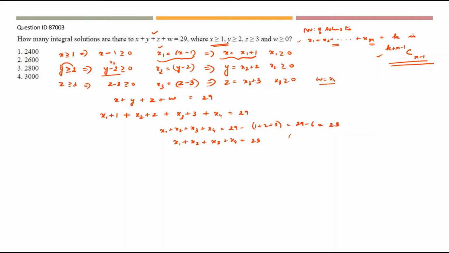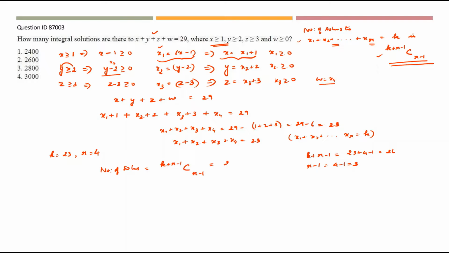This is in the form of x1 plus x2 plus ... xr, which is equal to k. From this you can take the value of k to be 23 and r to be 4. We will find the number of solutions. So it is (k plus r minus 1) C (r minus 1). So let's substitute these values here. k plus r minus 1 will be 23 plus 4 minus 1, which will give 26, and r minus 1 will give 4 minus 1, which is equal to 3. So this will be 26C3.